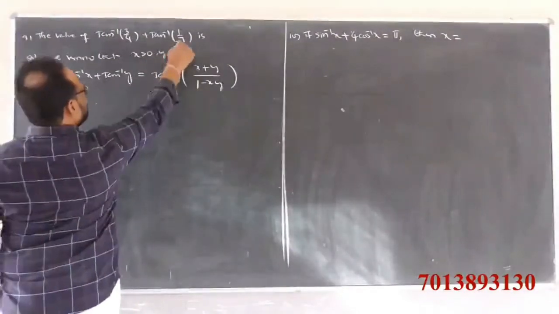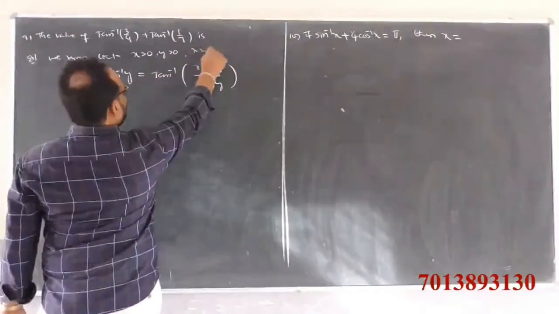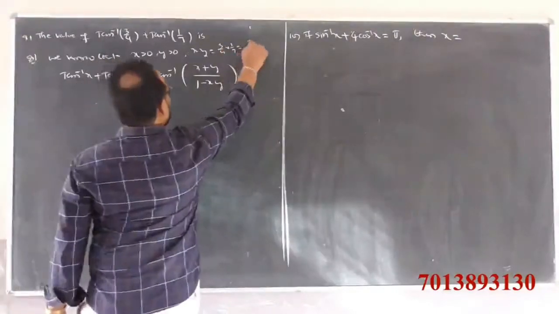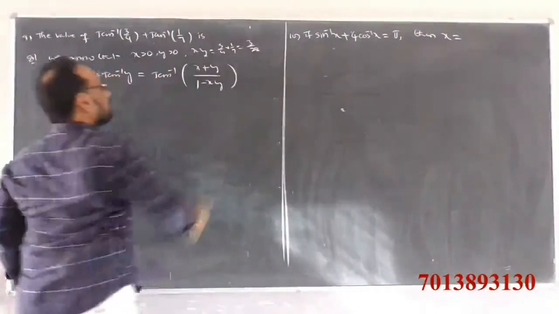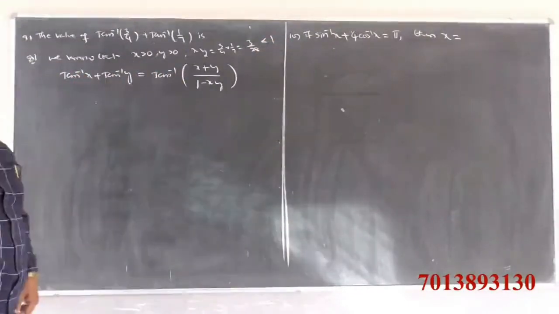Here x is greater than 0 and y is greater than 0. If you do x into y, that means 3 by 4 into 1 by 7, which is 3 by 28. Clearly, 3 by 28 is less than 1. So x into y is less than 1.